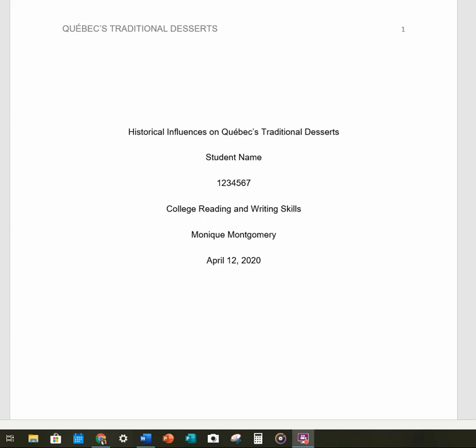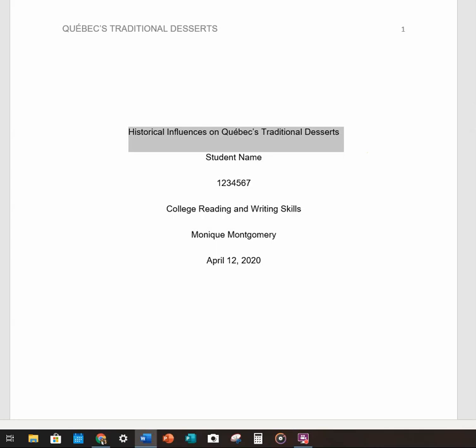First of all, the student was in baking and pastry arts, so it makes sense that her topic has something to do with baking, and in this case she focused on Quebec's traditional desserts, or rather the historical influences on Quebec's traditional desserts. And this word influences simply means what have been the major factors that affected Quebec's traditional desserts. So what have been these factors?